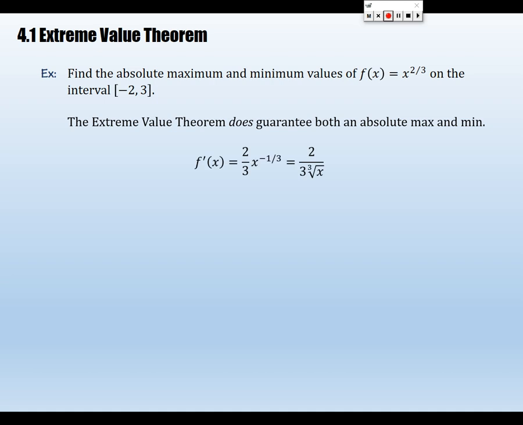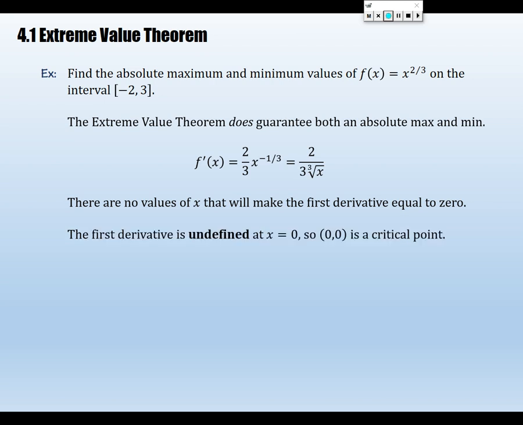We will need the derivative. Let's ask about the derivative on this interval. Does it have any critical points? It's one critical point, namely 0. And why is it a critical point? Because the derivative is undefined. There are no places where the derivative is 0 for this function. But it's undefined at the origin, so that's a critical point.